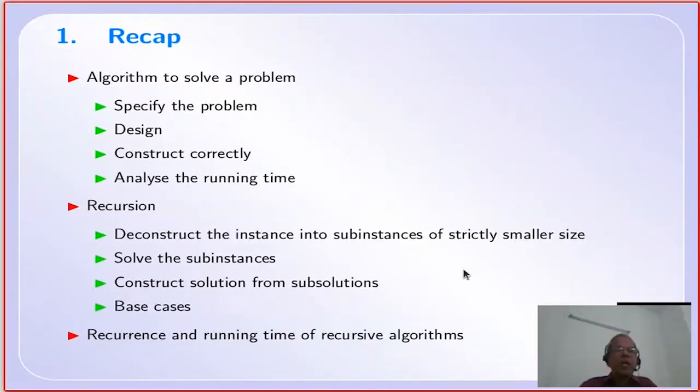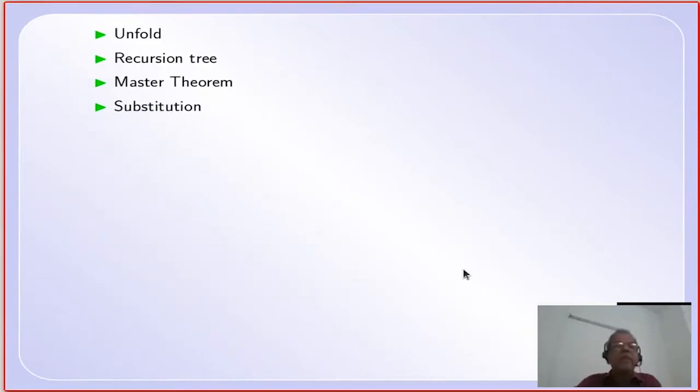Then we saw how we can analyze the running time of recursive algorithms. The running time of a recursive algorithm can be expressed by a recurrence relation. We can solve a recurrence relation using one of the methods. The simplest method is unfolding. But unfolding a recurrence relation may not be useful for all recurrence relations. Then we saw the recursion tree. When an instance is broken into two or more sub-instances, we can analyze the running time of the algorithm using a recursion tree.